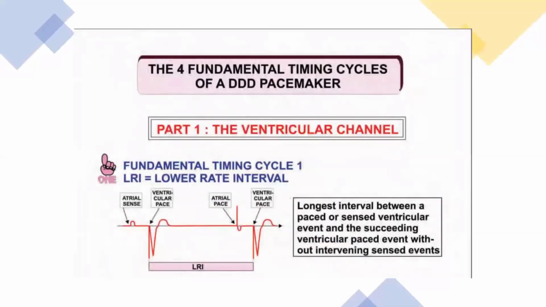To act in dual chamber mode, we need some intervals, some programming that needs to be put in the pacemaker to make it act in a dual chamber way. The first is the lower rate interval. We get it from the VVI pacemaker. It's the time from the ventricular spike to the next ventricular spike, provided there is no atrial sensing between.